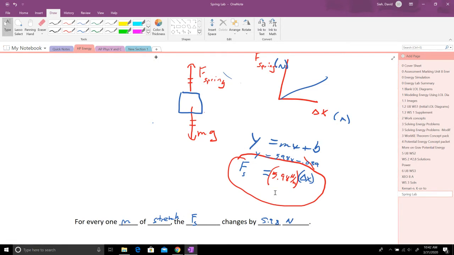Well, for a full meter, it's 6. For a half a meter, it's a nice linear direct relationship. So it's going to pull 3. If I stretch it a tenth of a meter, 10 centimeters, it had better be pulling with a tenth of 6, with about 0.6 newtons. Okay, so that's what this tells us.